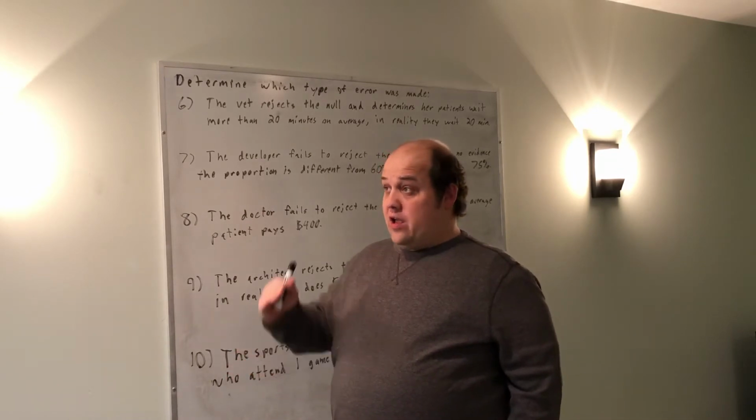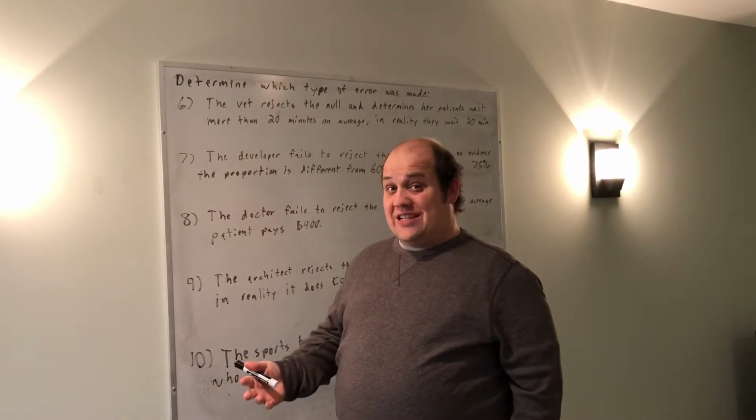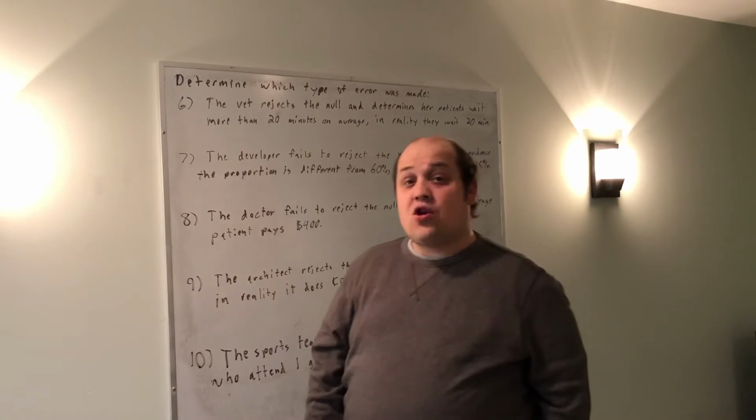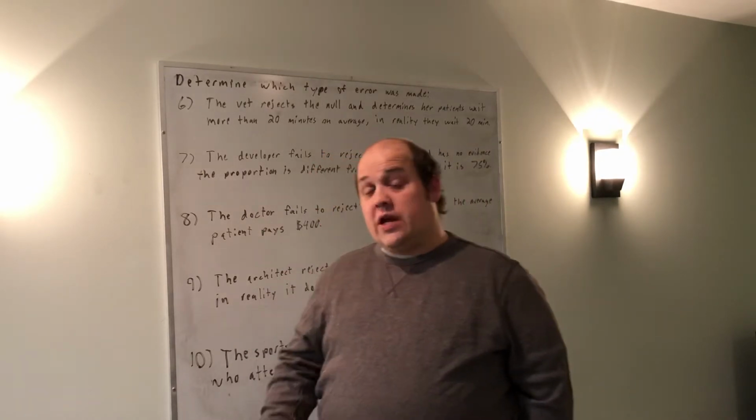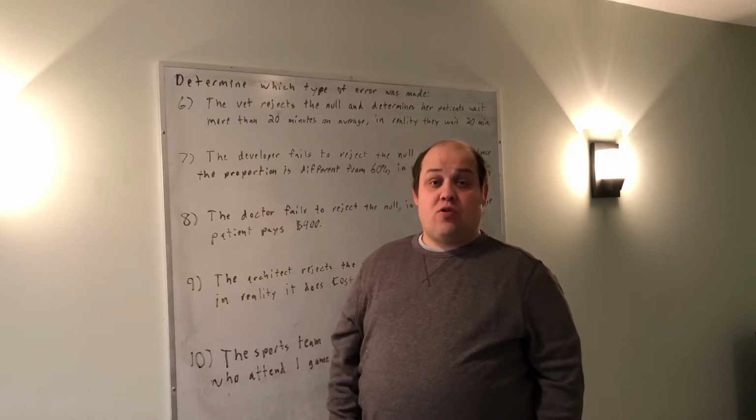If we're wrong and we rejected a test when the true situation tells us we shouldn't have rejected, that's one way we can make an error. That's called a type 1 error. So type 1 error: we reject the null when in reality the null was true.